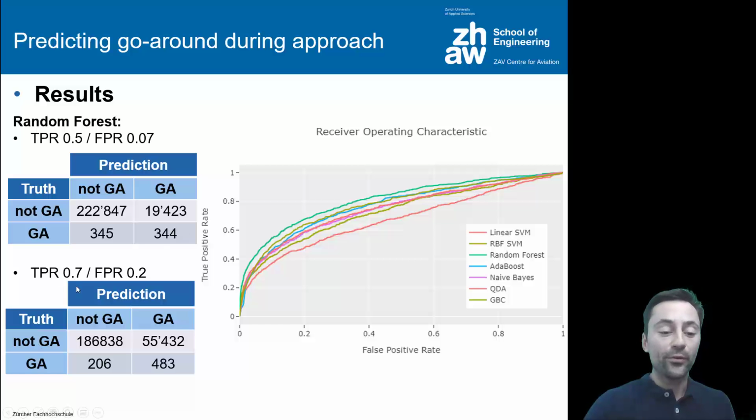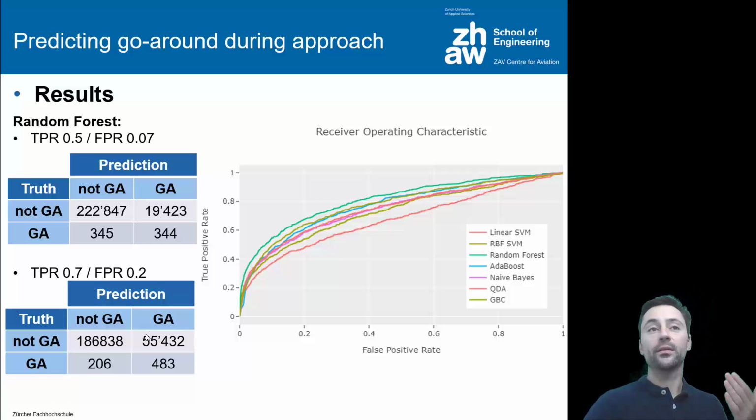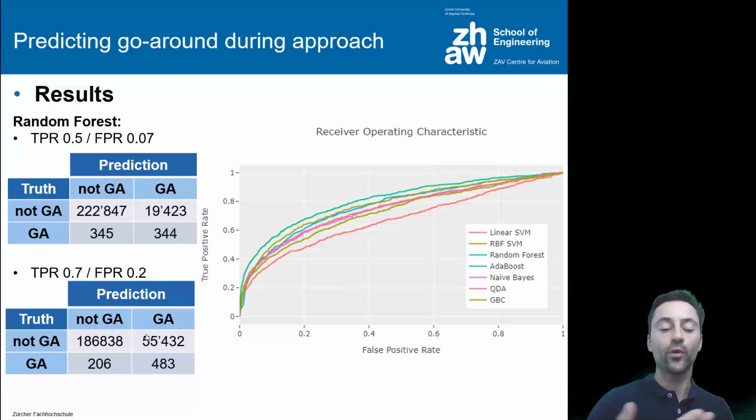Now, if you look at another true positive rate, so if you really want to get more go-arounds, we are capable of detecting 483 go-arounds. The issue is then that you have 55,000 landings which are wrongly classified as go-around. So this really depends on: do I want to detect all the go-arounds, or am I fine if I can only detect half of them? But you always have to pay the price of detecting what we call false positives.